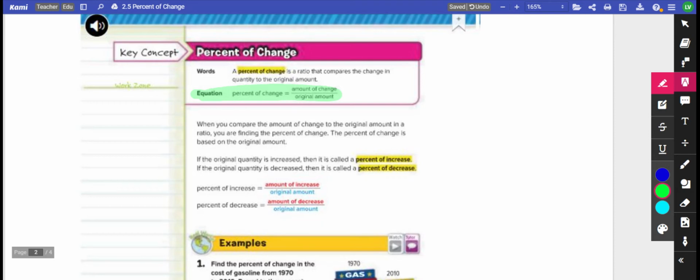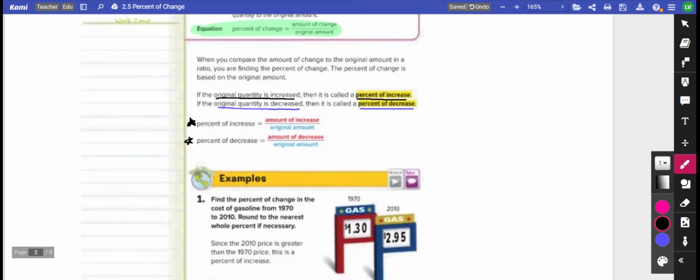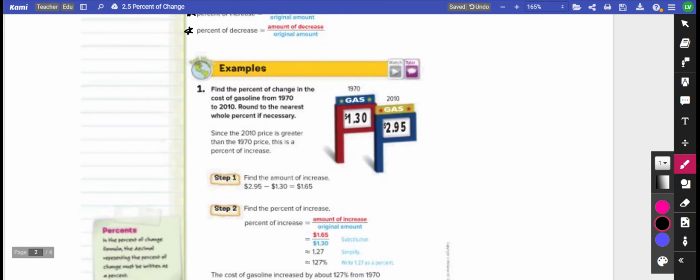If the original quantity is increased, it is called a percent of increase. If the original quantity is decreased, it is called the percent of decrease. So the percent of increase is the amount of increase divided by the original amount. The percent of decrease is the amount of decrease divided by the original amount. So let's try practicing this.